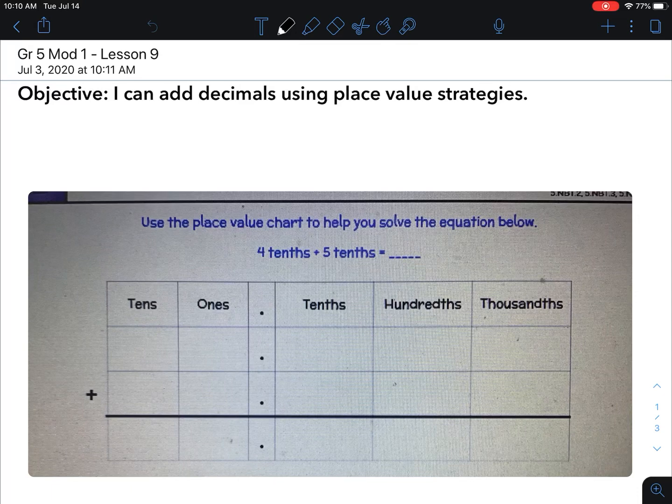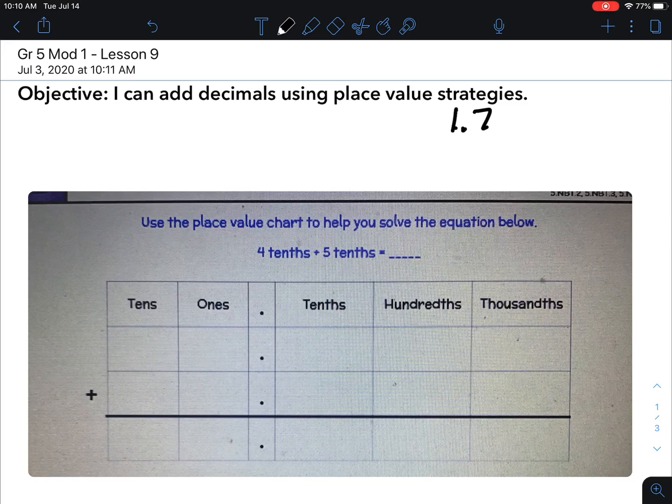The objective for this lesson is I can add decimals using place value strategies. And again, when you compare numbers or add numbers, you want to make sure you line them up by the correct place value, right? So if I have 176 plus 234, I just want to make sure I line up the numbers in the correct spot so I can add them. And that's the same thing with decimals. You want to make sure you line up the decimals using place value strategies.